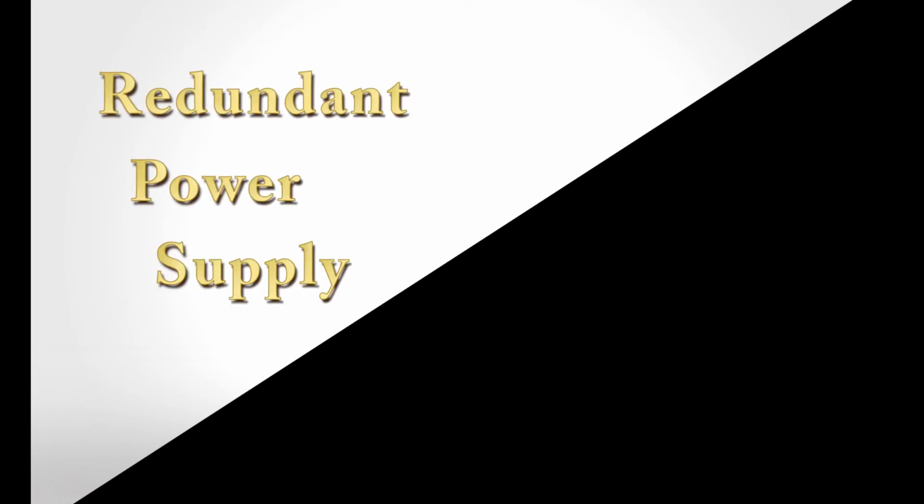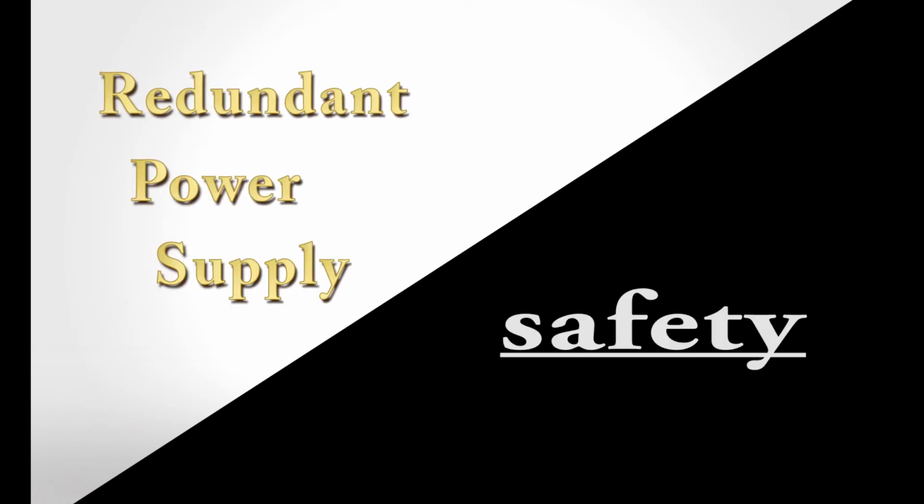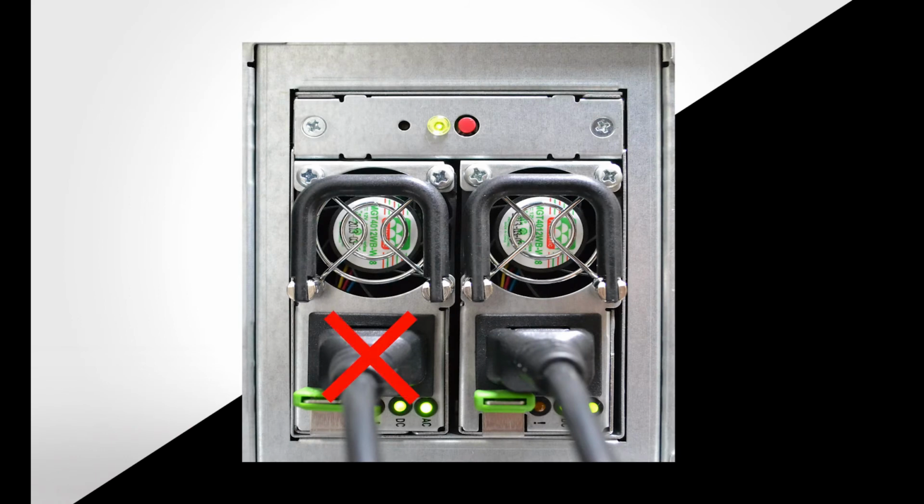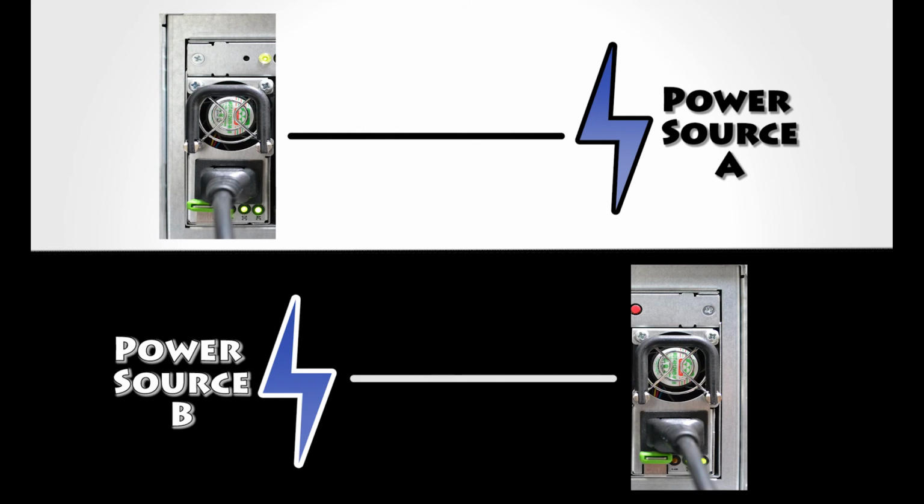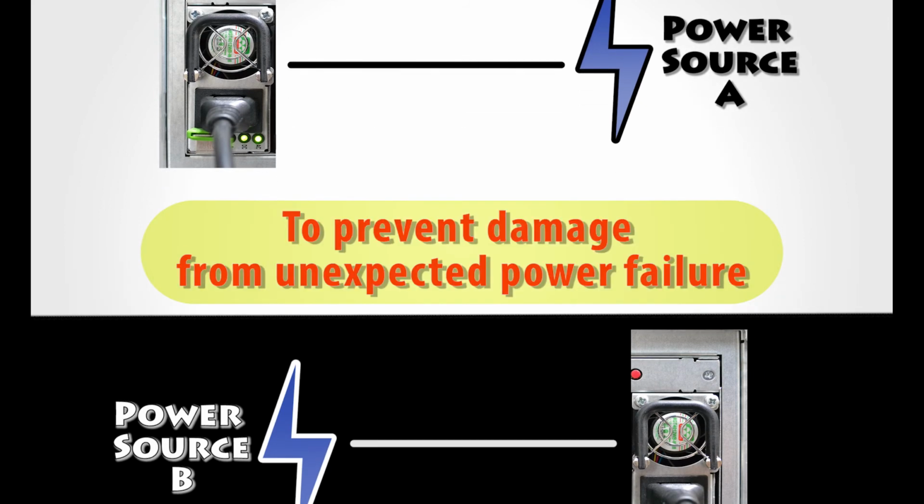The second one is redundant power supply. Redundant power supply means more safety. When one power supply is down, the other can continue to offer power for the system's operation. Also, you can connect these two power supplies to different power sources to reduce the chances of damage from unexpected power failure.